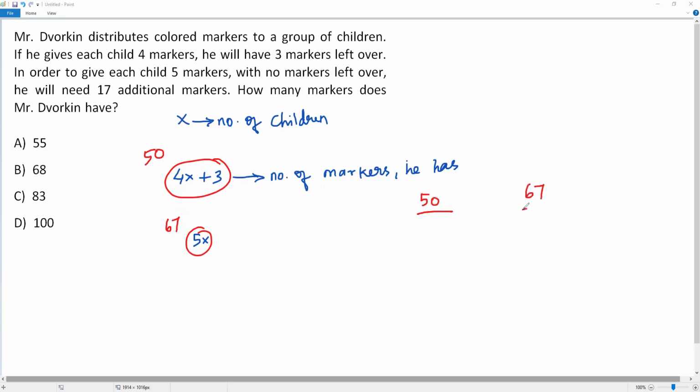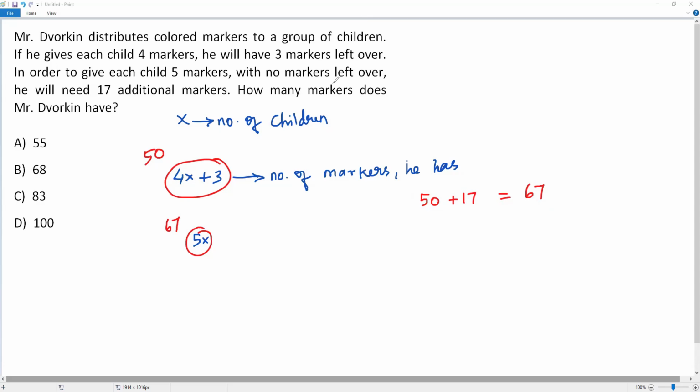Can I say this 50 and 67 are equal? No, they are not equal. If I want to make them equal, I have to subtract 17 from this 67. Otherwise, I have to add 17 to this 50. When I add 17 to this 50, it will become 67. On the right side, already we have 67. 67 and 67 are equal.